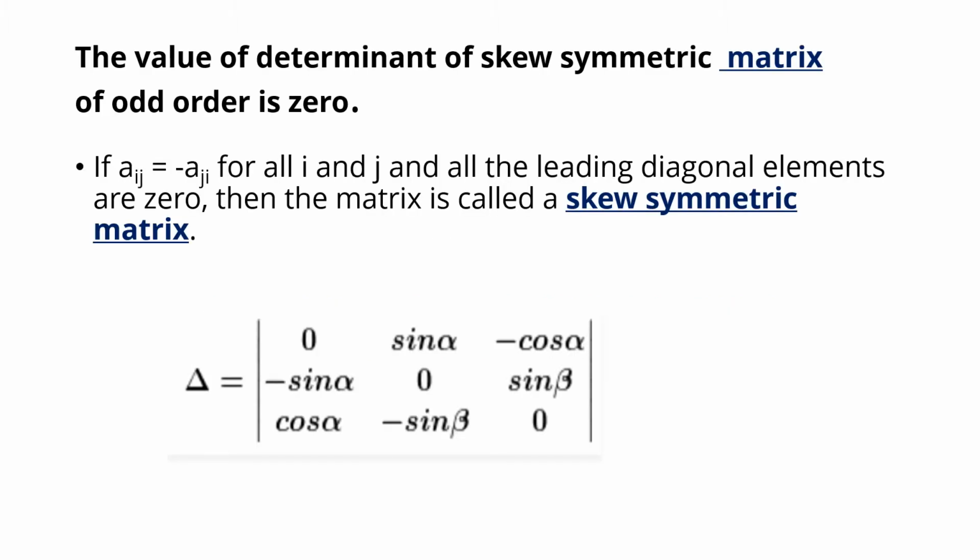The first shortcut for finding the determinant is the value of the determinant of a skew symmetric matrix of odd order. You have to keep in mind that the order of the matrix should be odd. This is valid only if the odd order matrix is a skew symmetric matrix.